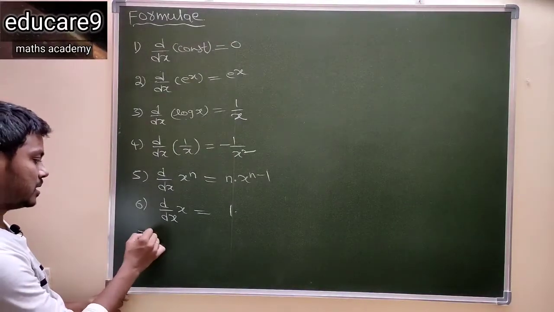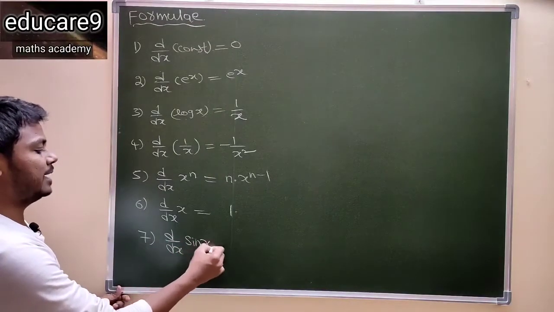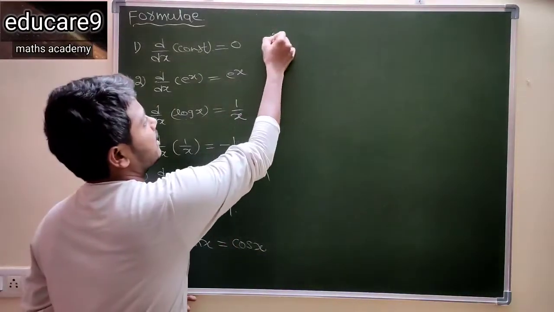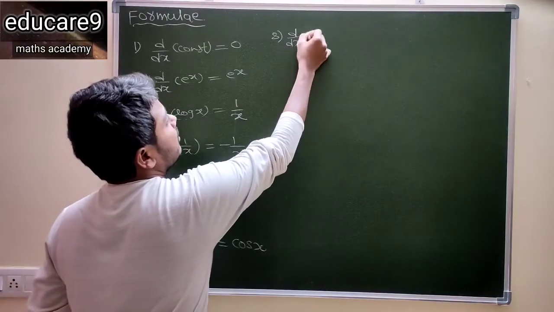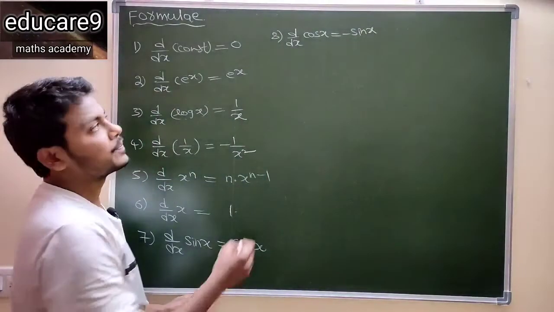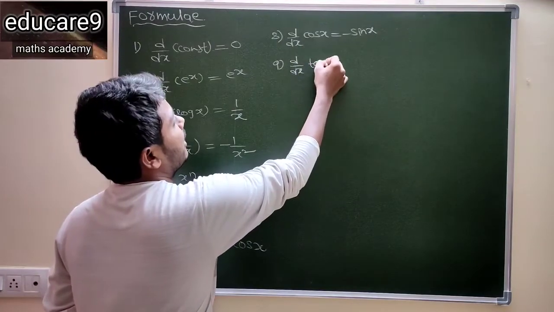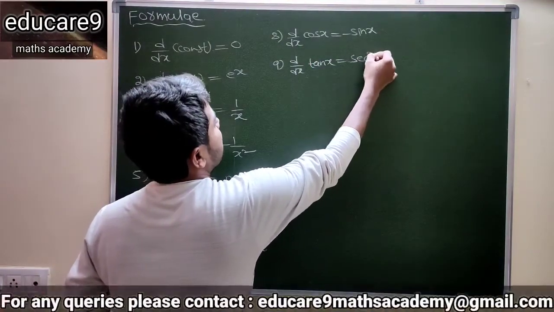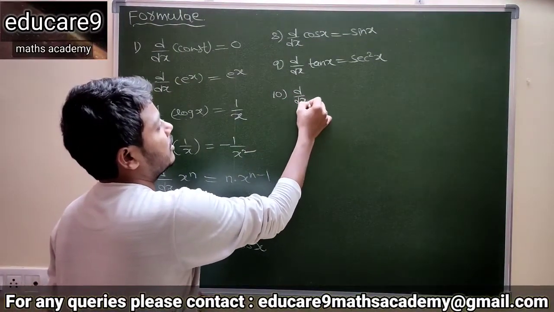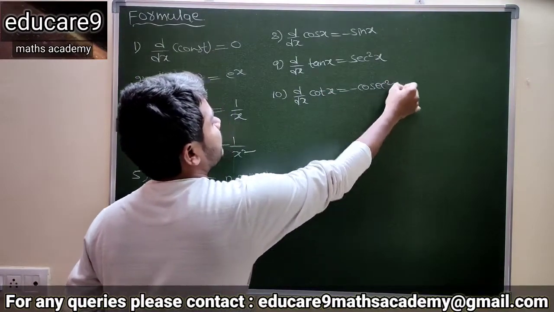Okay. Next, d by dx of sin x. Derivative of sin x is cos x. Next, eighth one, d by dx of cos x. This is what? Minus sin x. Okay. Next, ninth one, d by dx of tan x. That is sec square x. Next, d by dx of cot x. That is minus cosec square x.